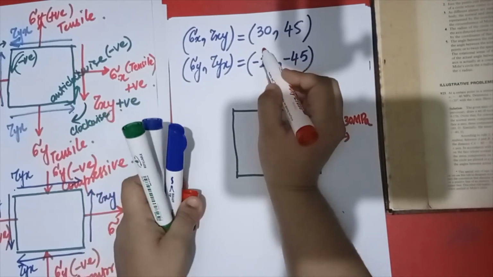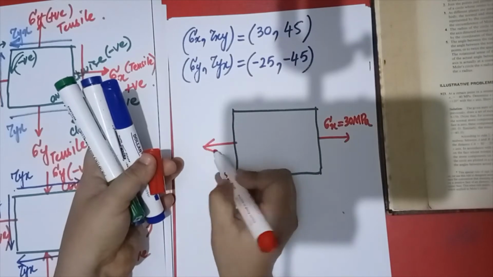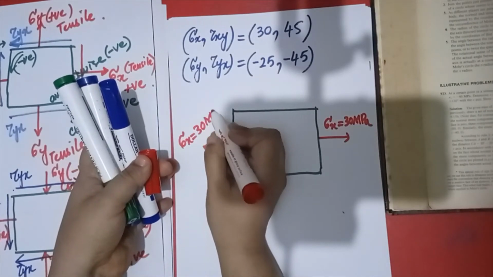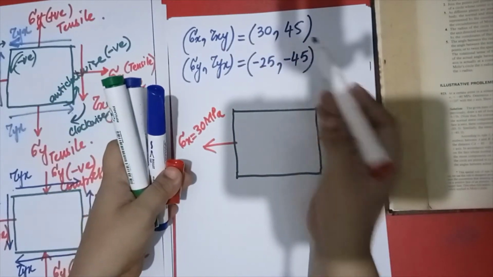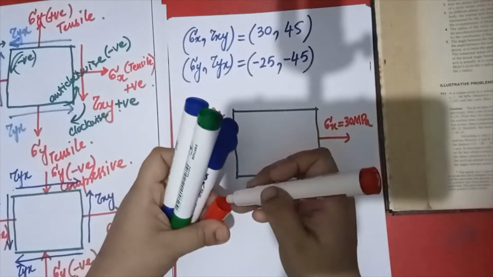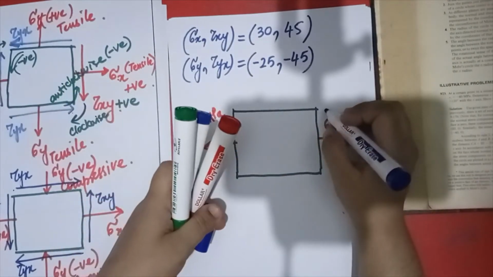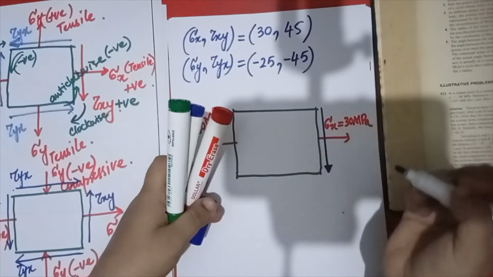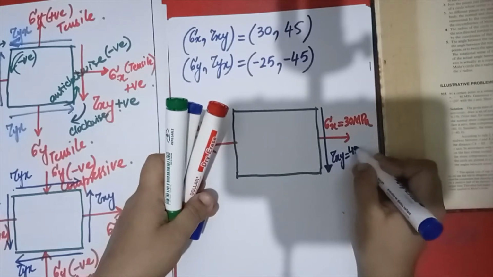This one is given to us positive, so it should be outward. So there will be sigma x again equals to 30 MPa. I am writing according to this. Now tau xy 45 positive, so it should be downward because it is clockwise. It should be downward. It is clockwise, so tau xy equals to 45 MPa.